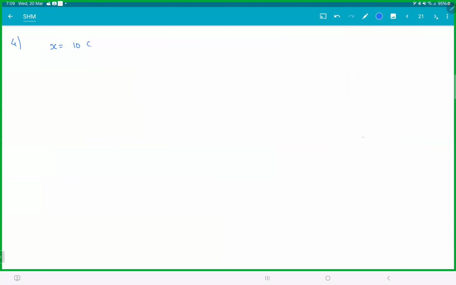Let's see a question. x is equal to 10 cos squared (πt/3 + π/6). This x is the x coordinate here. This is not the displacement. This is the x coordinate. A simple question will be: find the amplitude. That would be a proper neat-level question.